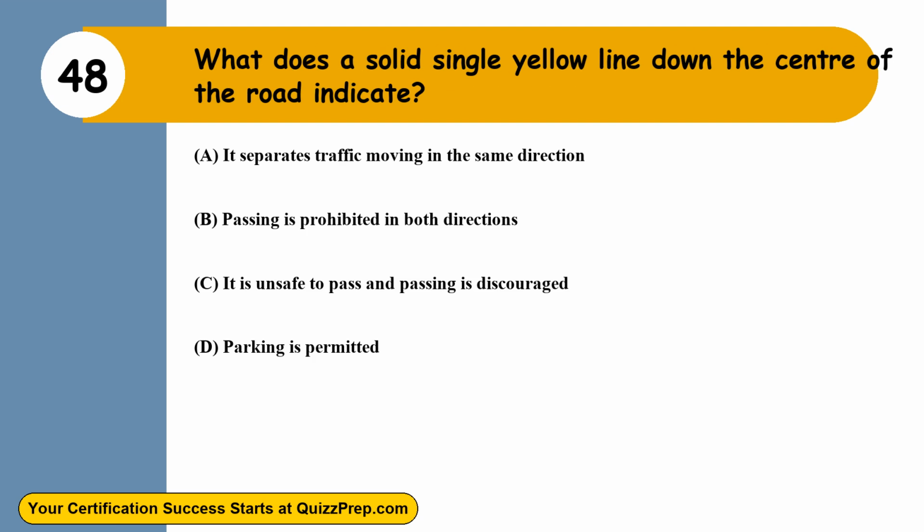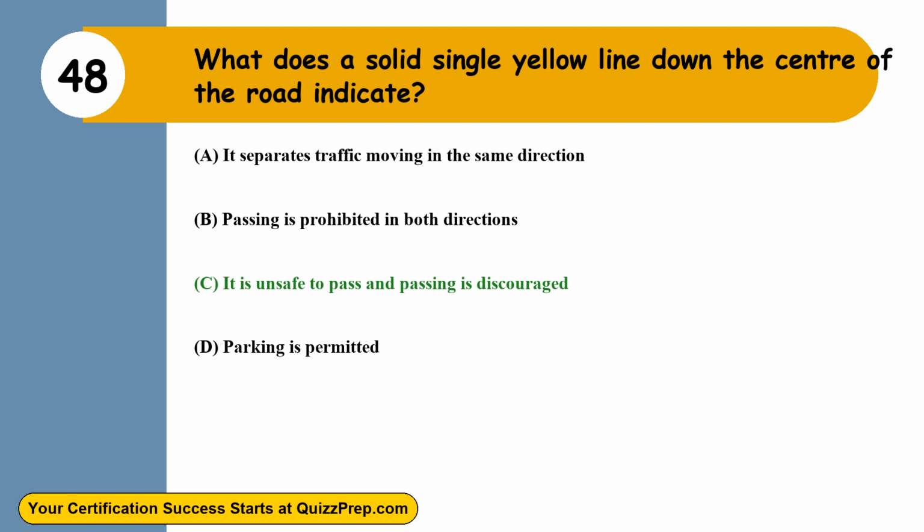Question 48. What does a solid single yellow line down the center of the road indicate? Option A, it separates traffic moving in the same direction. Option B, passing is prohibited in both directions. Option C, it is unsafe to pass and passing is discouraged. Option D, parking is permitted. The correct answer is option C.